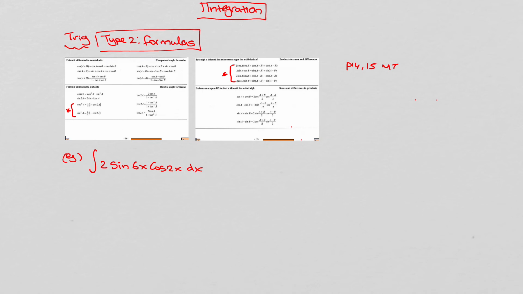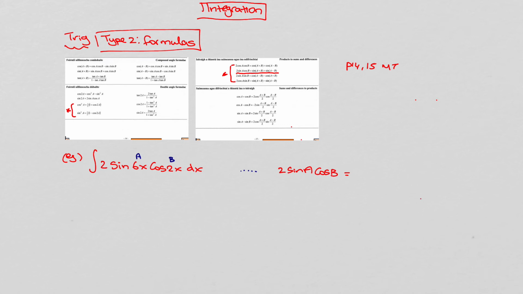So in our first example here, we're asked to integrate 2 sine 6x cos 2x dx. So really what we have is sine multiplied by cos. So we have to go to our maths tables and see which formula we can identify. The best way is to write the angle A as 6x and the angle B as 2x. Then I can write out that the formula is 2 sine A cos B. And if I look at my maths tables, page 15, I can clearly see that it's this one here if I underline it.